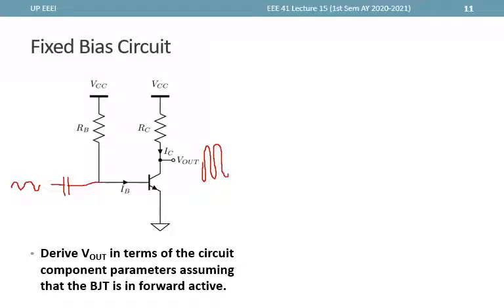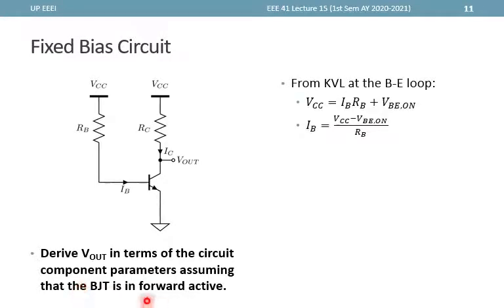Now we'll not delve into the details on how this amplification works. What we'll focus on only is how the DC biasing works, since this DC biasing also influences the amount of amplification that can be achieved, and the DC bias must also ensure that the transistor is in the forward active region. Now for this problem, let's say we are tasked to derive V out in terms of the circuit component parameters, assuming that the BJT is in the forward active mode.